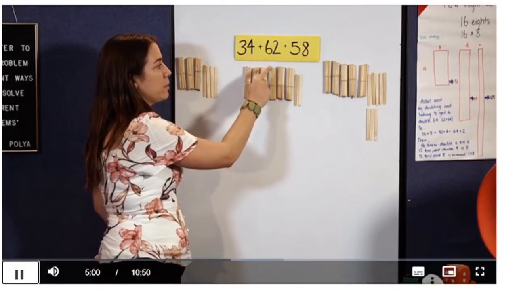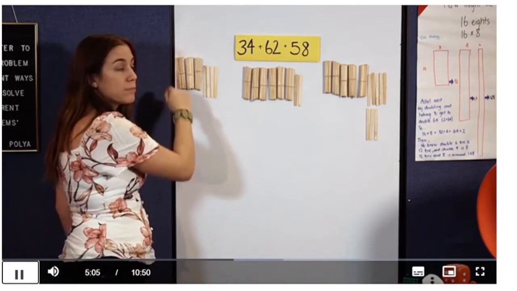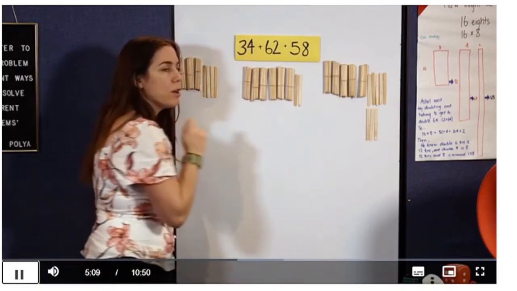34 plus 62 plus 58. Here's my representation of 34. Here is my representation of 62. And here is my representation of 58.